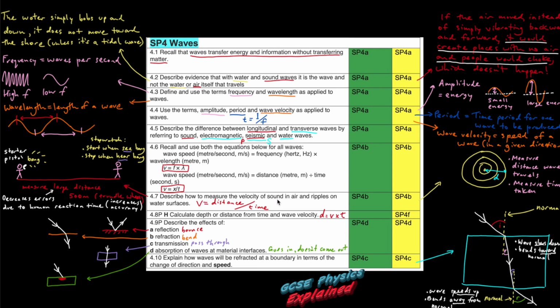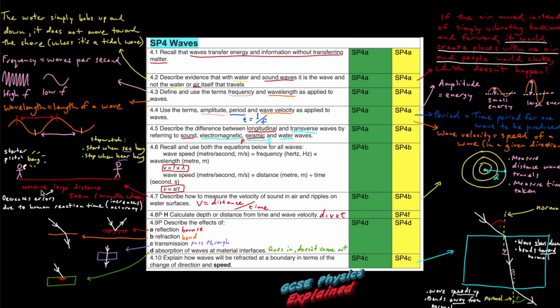Describe how to measure the velocity of sound in air and ripples on water surfaces. Well, you could basically just say get the speed, you do distance over time. For 1 mark, I've probably gone over the top here with my explanation, but one way that you could measure the velocity of sound in air is you get someone with a starter pistol to fire it and get someone with a stopwatch. Start the stopwatch when they see the bang and stop the stopwatch when they hear the bang.